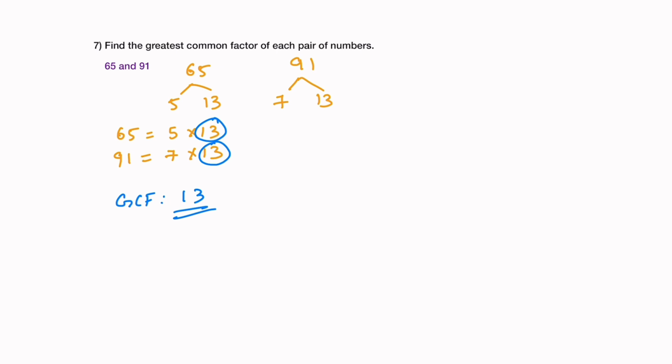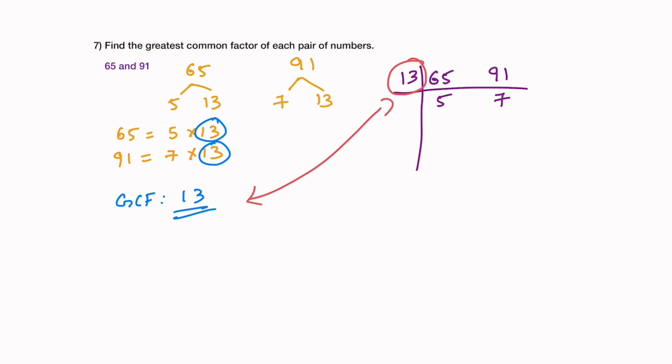Let's do the next method. 65 and 91. I'll do this method. It will go faster. The common one is 13. That's 5 and that's 7. 5 and 7 have nothing in common. So this is your GCF, greatest common factor.